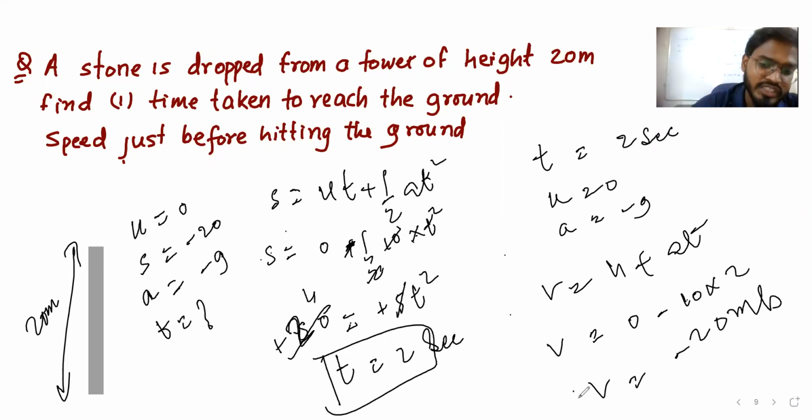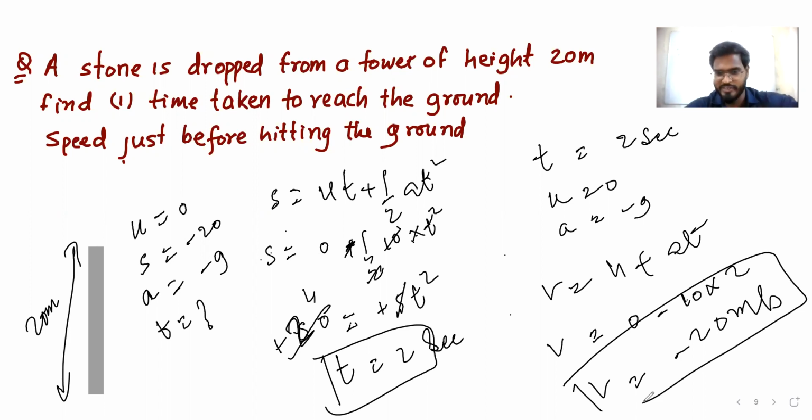Achha, one more thing you can see. Because it is downward velocity, that's why minus. Just showing. Hope you guys got it. Let's see the next question. Next question is what here?